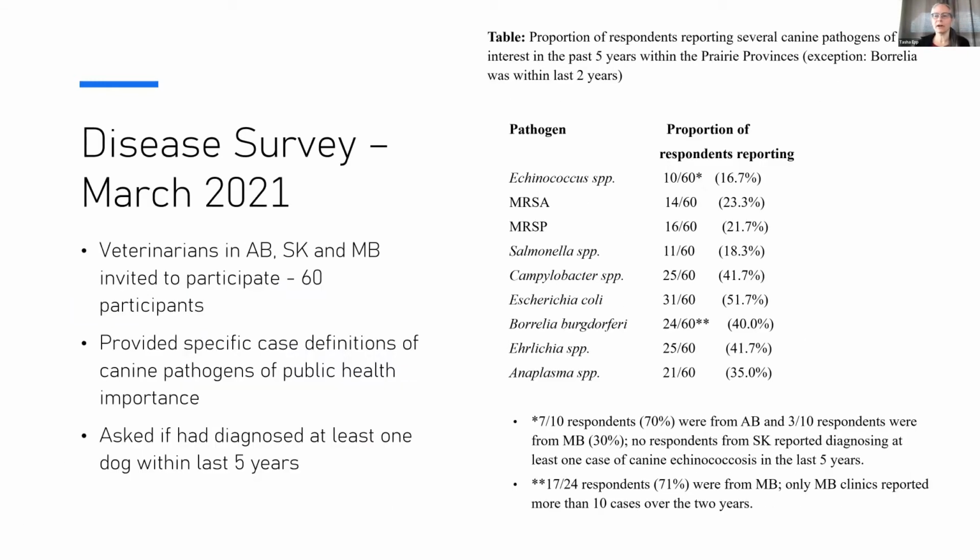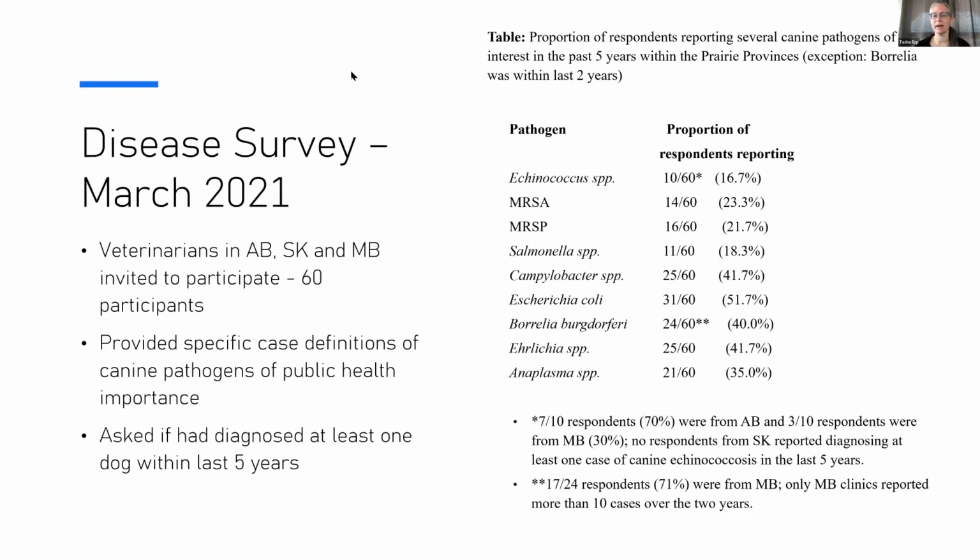As well, in deciding whether these are the best pathogens to look at, we did another survey just to make sure that practitioners were actually diagnosing any of these pathogens. We focused on Alberta, Saskatchewan, and Manitoba for this survey. We had 60 participants who we asked if they had diagnosed any one of the pathogens of interest at least once in a dog in the past 5 years. And the table that came up is the one there on the right-hand side of the screen.